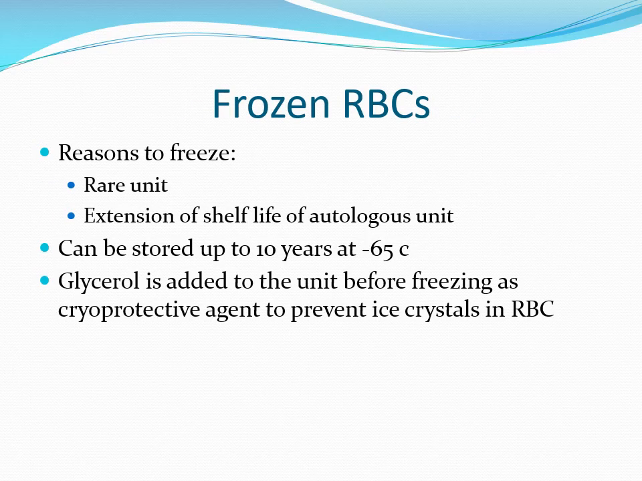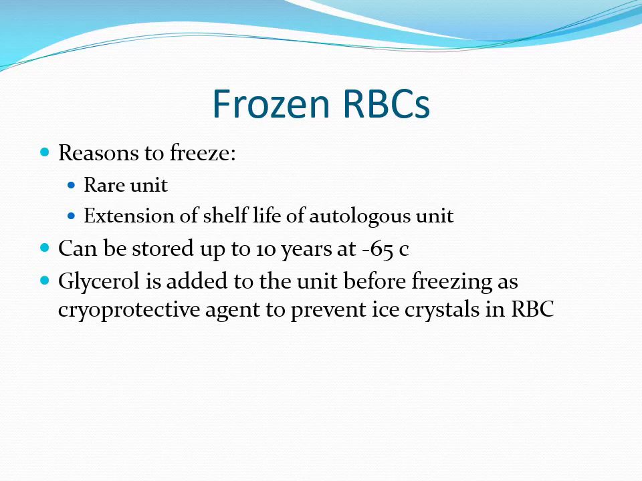A couple reasons we may want to freeze RBCs is that we have a rare unit. We may have a unit that we talked about before that's the 1 in 20,000, the 1 in 50,000, and we want to have it in case someone needs it for a rare issue. We actually have places that are signed up through rare donor registry programs, and people put requests out all the time. Do you have this unit? That's something we can do for that. It's also going to extend the shelf life of an autologous unit if someone needs it, particularly for a surgery or something. It can be stored for up to 10 years at negative 65 degrees Celsius.